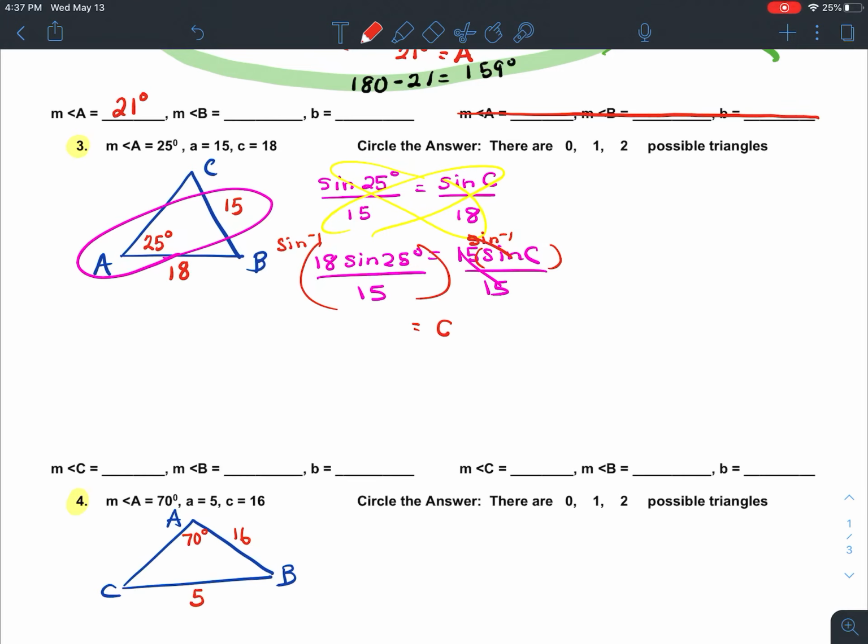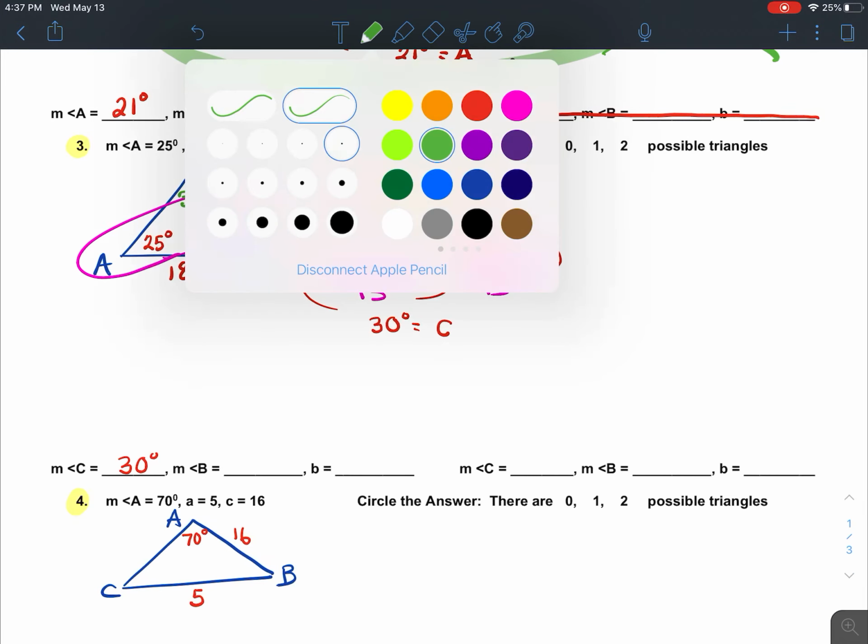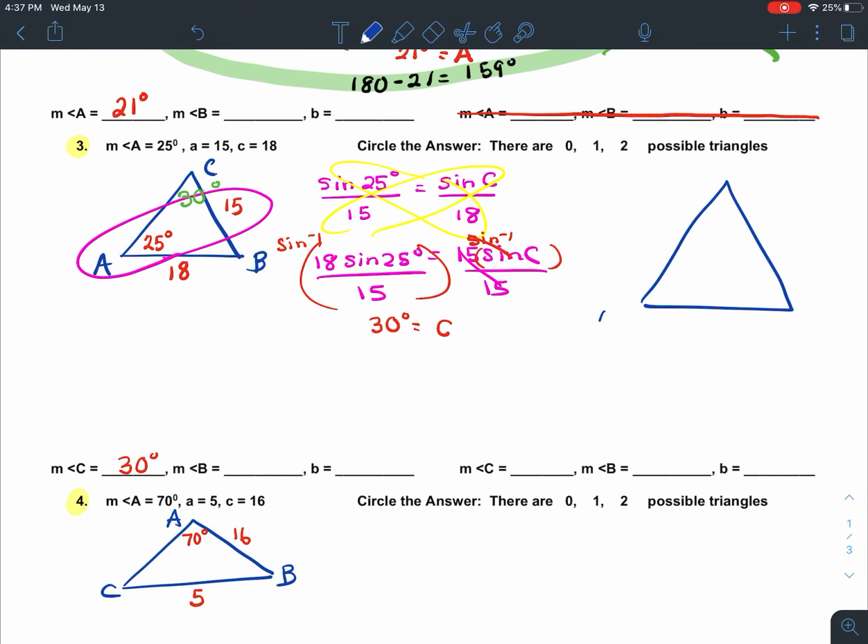I think in this particular situation, I end up getting angle C to be 30 degrees. So I'm going to fill that down here on the blank. I'm going to go ahead and add that into the picture. Okay, and then I am immediately going to come over here, draw a second triangle, again with the given pieces of information on it. And then I'm going to say, well, if my angle C was 30 degrees there, then that means if there is a second triangle, angle C would have to be 150 degrees over here.